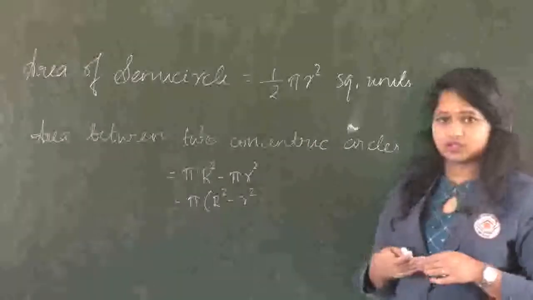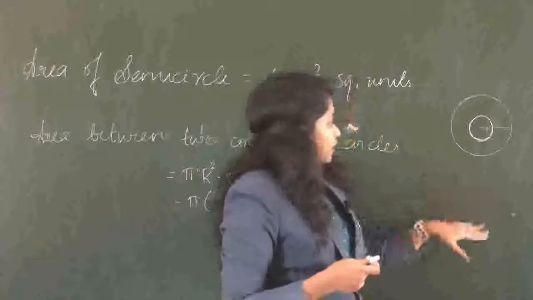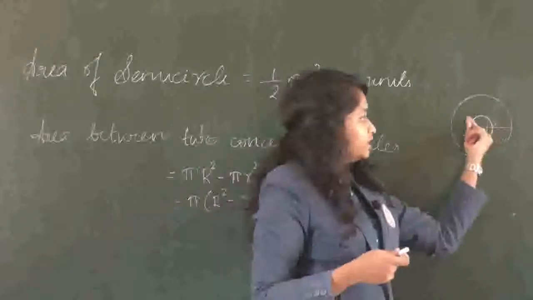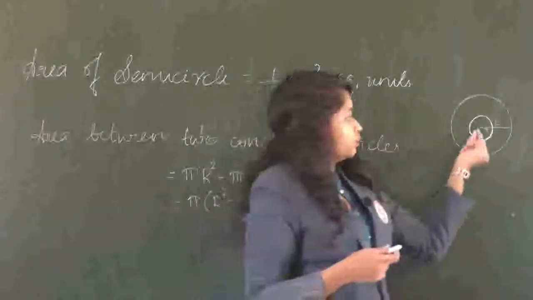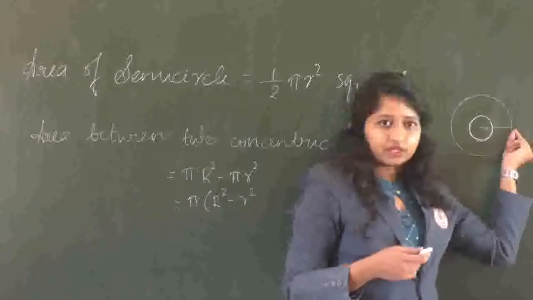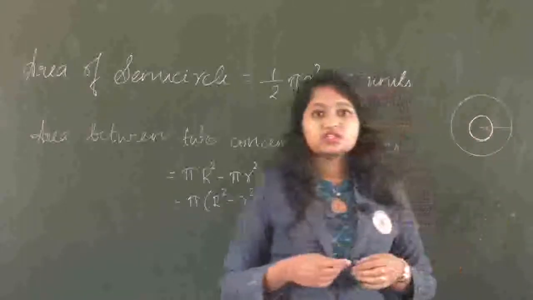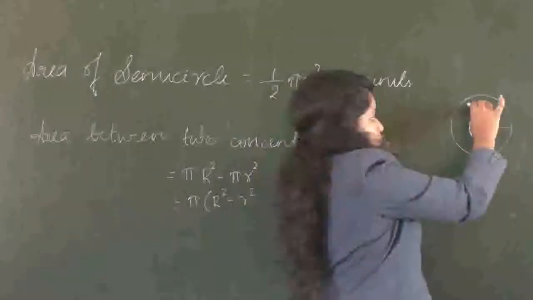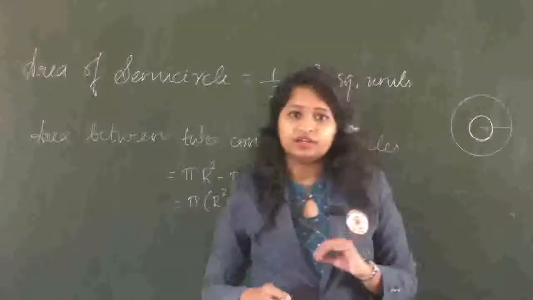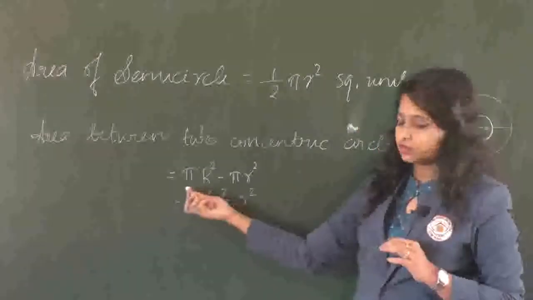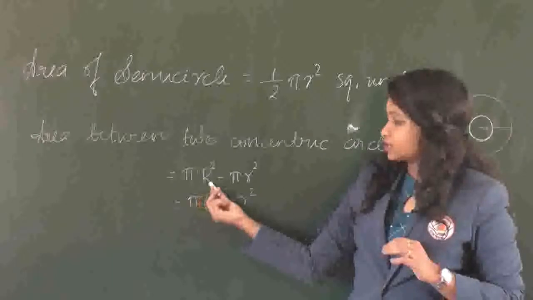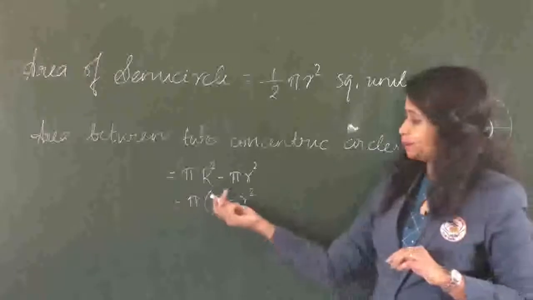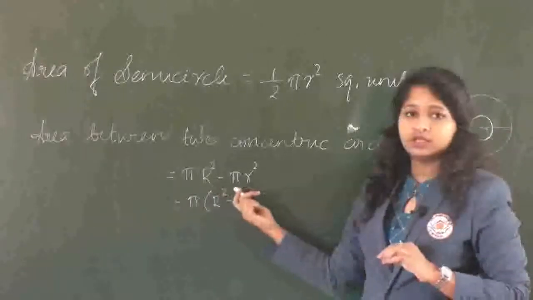The area between two concentric circles. So here I have drawn two concentric circles, a bigger circle and inside one smaller circle. So the bigger circle's radius is capital R and the smaller circle's radius is small r. Okay. So the area between two concentric circles, between these, what is the area? How to find that? Using this formula, which is pi r square, that is the bigger circle's area minus the smaller circle's area. Pi R square minus pi r square.